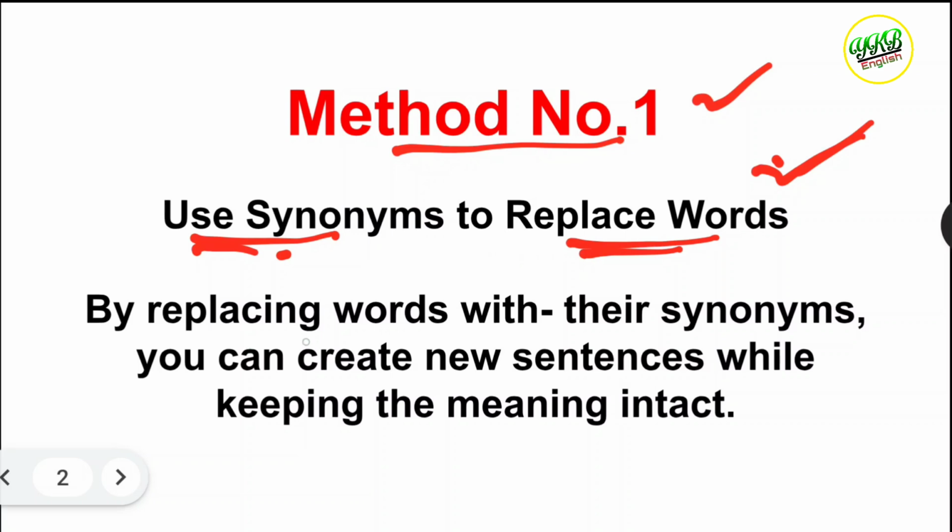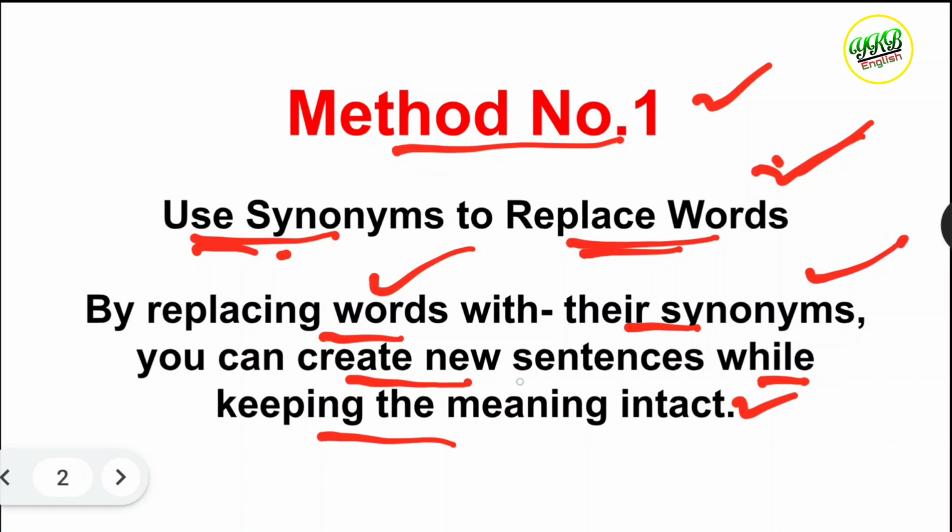By replacing words with their synonyms, you can create new sentences while keeping the meaning intact. So the first step to understand the method is replacing words with their synonyms. You can create new sentences while keeping the meaning intact. So let's see an example.